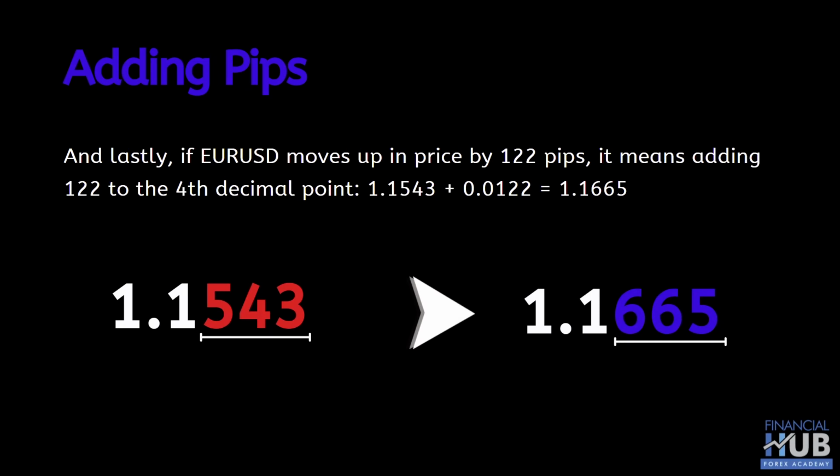And lastly, if Euro USD moves up in price by 122 pips, so I've taken three whole numbers, it means adding 122 to the fourth decimal place. So you're adding in respect to the fourth decimal place if the market moves up 122 pips. So you can see 1.1543 plus 0.0122, which will basically give you a sum of 1.1665 level. So if market moves up 1,000 pips, you basically add that with respect to the last decimal place. I'm sure you're understanding what I'm saying.